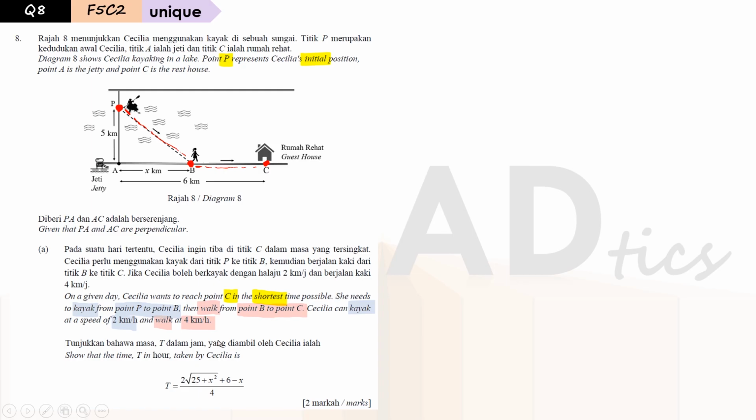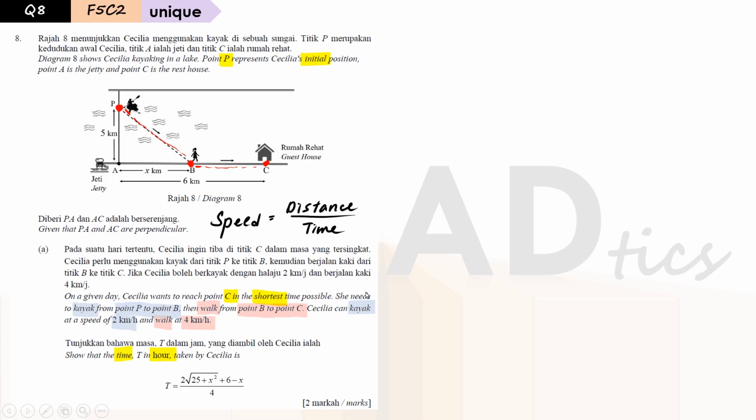So now the question tells us to show that the time taken by her is this equation. So we need to prove this equation. Now you can see all the information given: the time, the speed, and also in this diagram, the distance. These three things actually are related through one formula, which we have learned before, which is distance divided by time equals to speed. So if you want to find the time, then we need to figure out the distance and the speed for these two types of transportation, which is kayaking and walking.